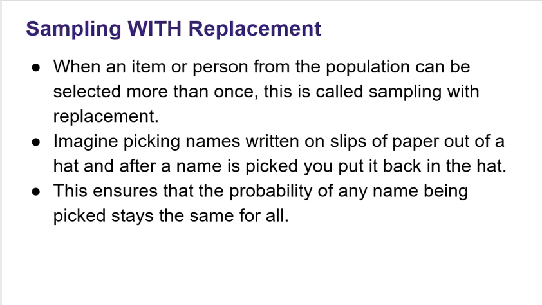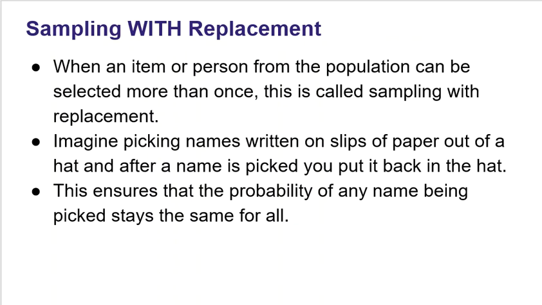Now, sampling with replacement is when an item or person from the population can be selected more than once. Obviously, this is where we replace them back in. So again, imagine that hat of names, and we pick out Johnny. Well, we write down Johnny's name. Johnny, you were picked. We're going to ask you a couple questions, Johnny, and then we're going to put Johnny back so he can be picked again.